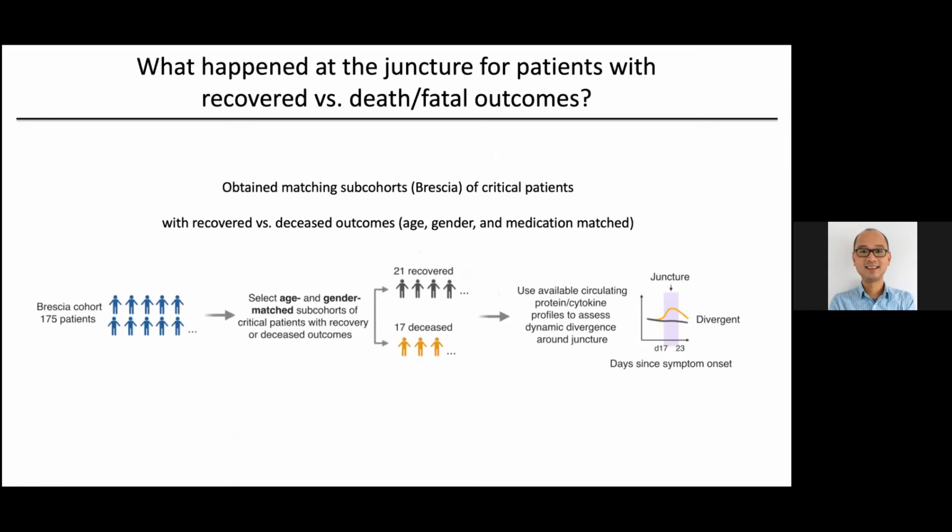To further test whether something crucial is happening around this time, we hypothesized that the immune status of the patients at this period might inform outcomes. Outcomes as in, for example, if you look at these critical patients, some of them will proceed onto recovery, and some, unfortunately, would die. So we went back to the larger cohort and got circulating protein cytokine data from two large age and gender matched subcohorts with either recovery or fatal outcomes.